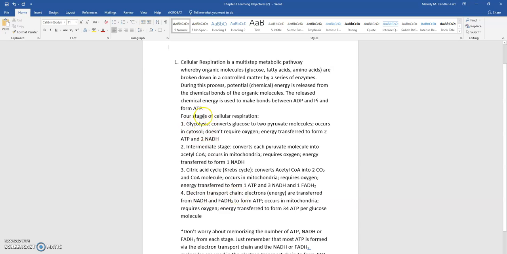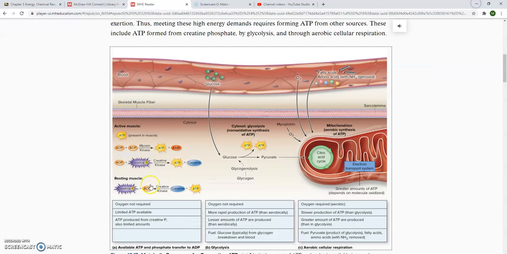So glycolysis is one of the sources of energy for our skeletal muscle cells. When multiple chemical reactions happen, we can get ATP from that. So that was, again, chapter 3 if you need to go back and review.